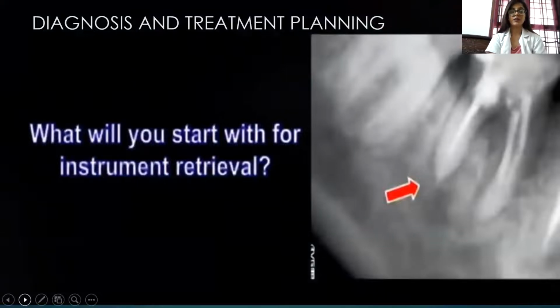Diagnosis and treatment planning. You will start with instrument retrieval. You will see a radiopaque file or any gutta-percha carrier or plugger peeking out of the apical foramen, out of the root, in an IOPA or CBCT assessment.